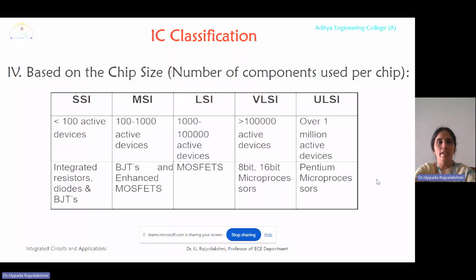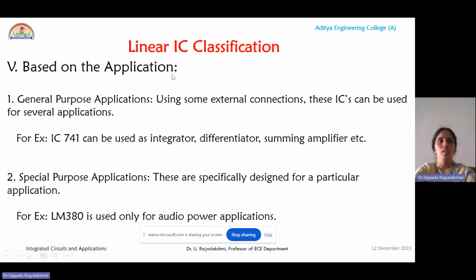And coming to the fifth category, with which we are classifying the IC, it is based on the application. For general purpose applications, the best example is IC741, which can be used as an integrator, summer, subtractor, differentiator, averager, or some instrumentation amplifier. So many applications are there for IC741. The only thing is the external circuit will change from application to application. So that's why it is called general purpose application.